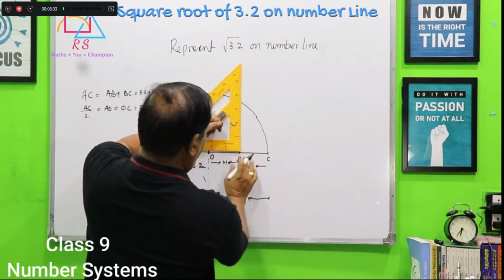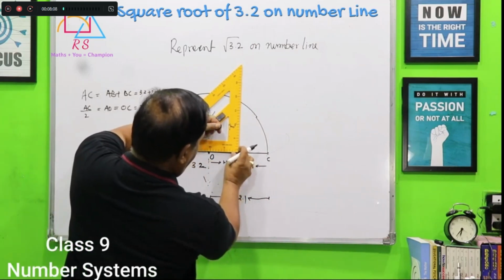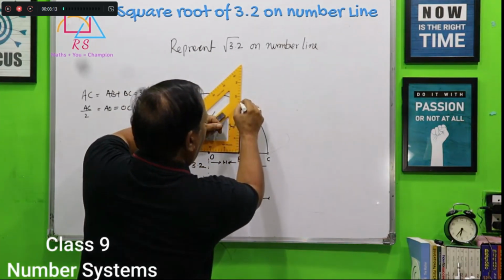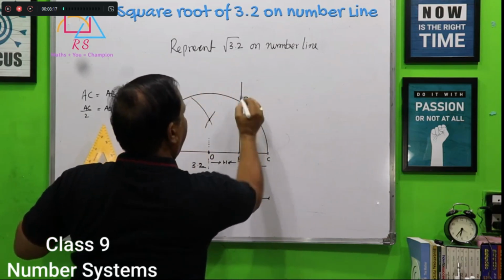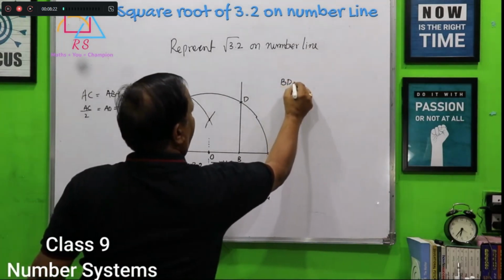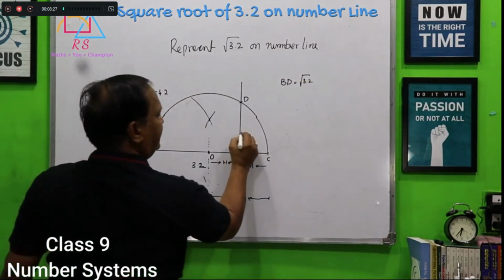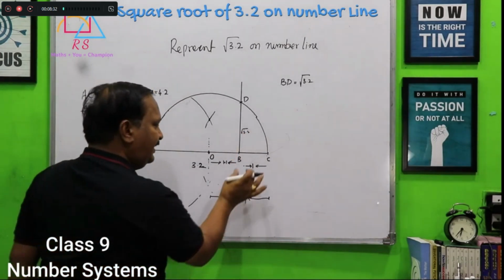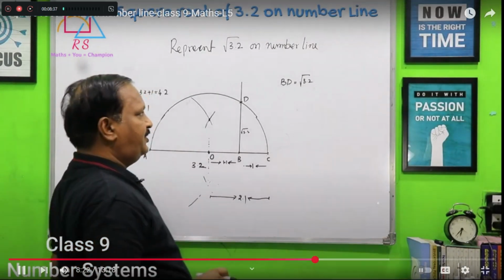Okay. So now I keep one edge exactly on the line and draw a perpendicular which intersects the circle at D, and this BD is equal to root 3.2. So this is nothing but root 3.2. How? For how, you should know all these values. So that how also I am going to tell you.